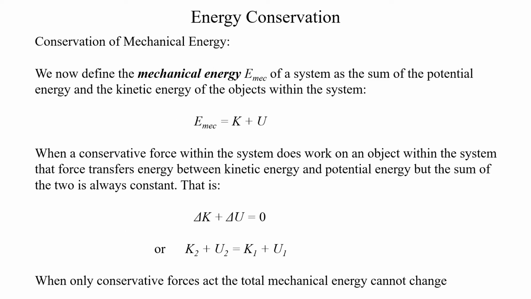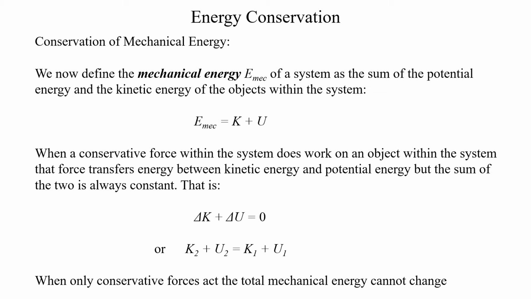All right, now we introduce another term, called mechanical energy, and we use E with the mec subscript. The mechanical energy of a system is the sum of the potential energy and the kinetic energy of the objects within the system. So the mechanical energy equals the kinetic energy plus the potential energy. When a conservative force within the system does work on an object within the system, that force will transfer energy between kinetic energy and potential energy, but the sum of the two is always constant. So within my system, the sum of the kinetic energy and potential energy stays constant.